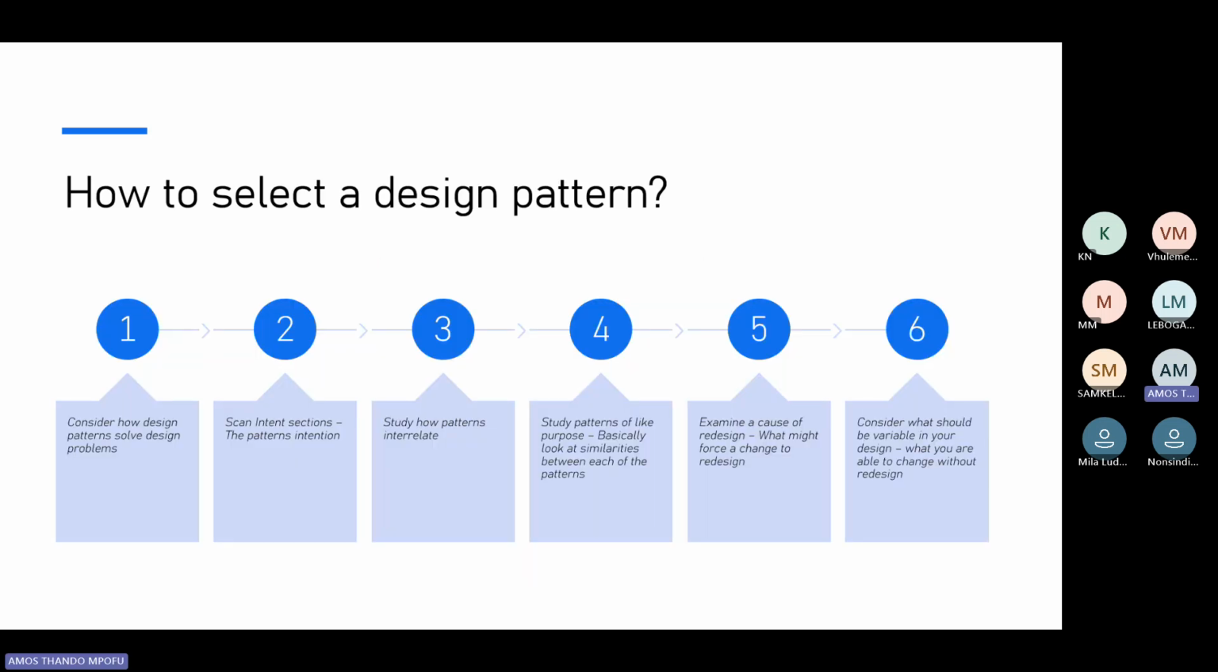Examine the cause of redesign, right? What might force a change to redesign? So basically, you need to look at each design pattern and look at what might cause it to be redesigned. They do explain in the textbook, for each design pattern, what might result in forcing the user to redesign it. They're telling you that so that you avoid making those mistakes and are not forced to redesign the whole thing. They want you to look at the cause of redesign of each design pattern so that you avoid it in the future and don't have to redesign.